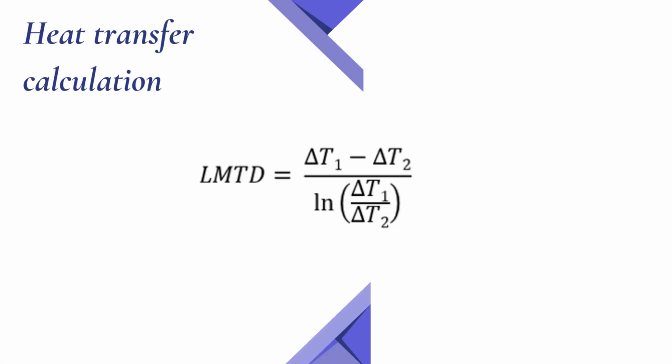We began by calculating the log mean temperature difference, or LMTD, which is essential in determining heat exchange efficiency. The LMTD is given by the formula LMTD = (ΔT1 − ΔT2) / ln(ΔT1/ΔT2), where ΔT1 is the temperature difference between the refrigerant and water at the inlet, and ΔT2 is the temperature difference at the outlet. These values were calculated for each segment using the polynomial fitted temperature profiles.